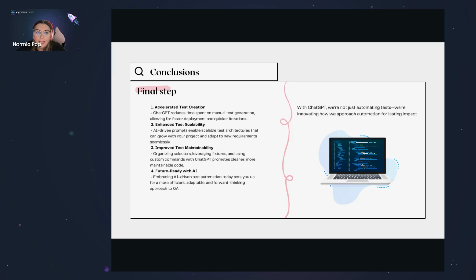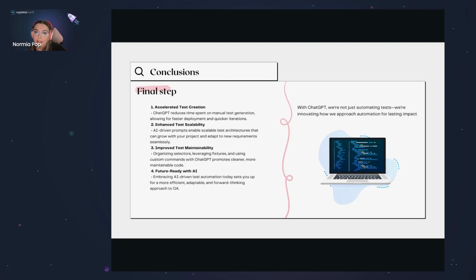As your project expands, the AI can easily adapt to new features and requirements, allowing the test suite to grow seamlessly alongside the application without compromising efficiency or maintainability. 3. Improve sustainability. By leveraging custom commands, fixtures, and centralized selectors, we ensure that our test code remains organized, clean, and easy to maintain. These practices reduce repetition and make updates simpler, as changes to elements or text values can be managed in one place, allowing for quicker modifications across the entire test suite without affecting the overall structure.